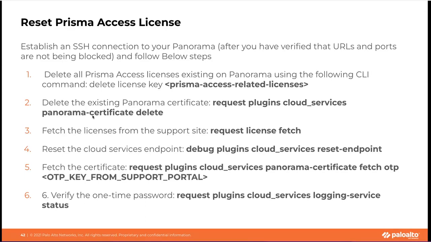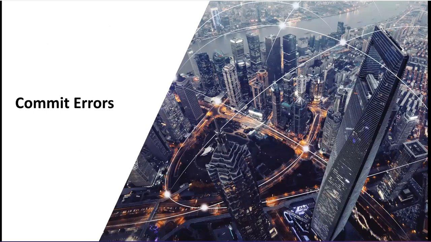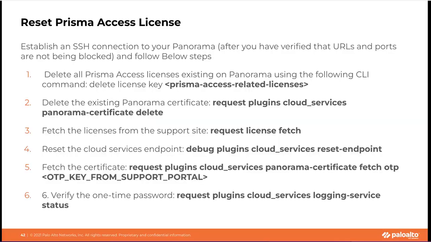Delete all the Prisma Access licenses existing on your Panorama using the CLI command, and then delete the Panorama certificate, and then fetch these licenses and the cloud service plugins again. And then fetch the certificates, request the plugins, and verify OTP. This way, you can reset your Prisma Access licenses, and it will help you to resolve the issue. And if you're still facing an issue, you can always open up a TAC case.